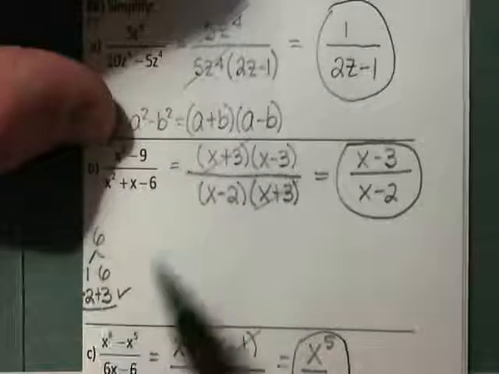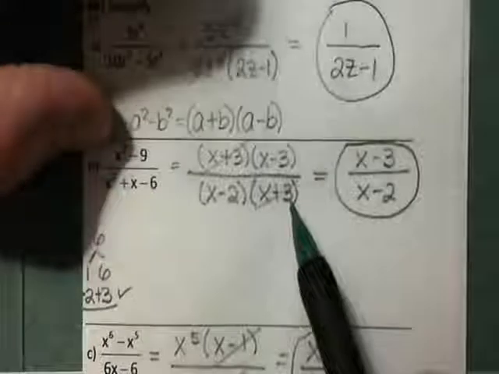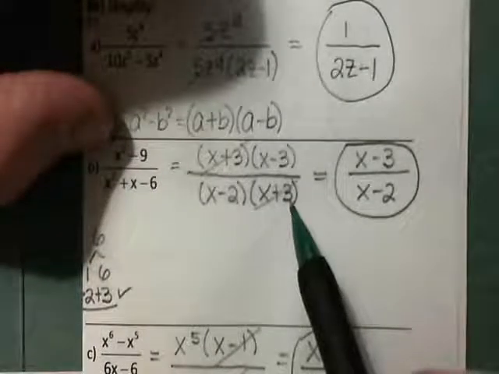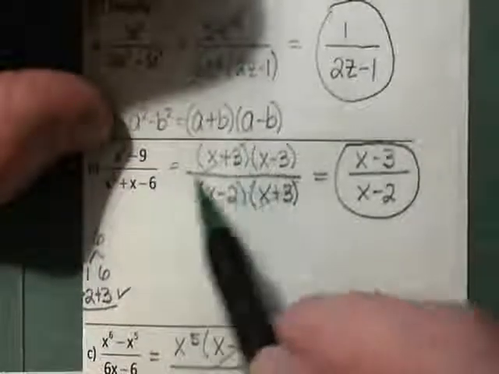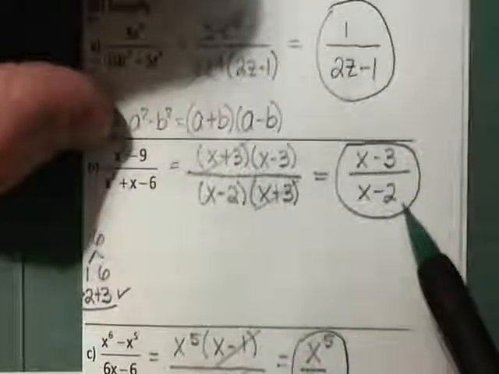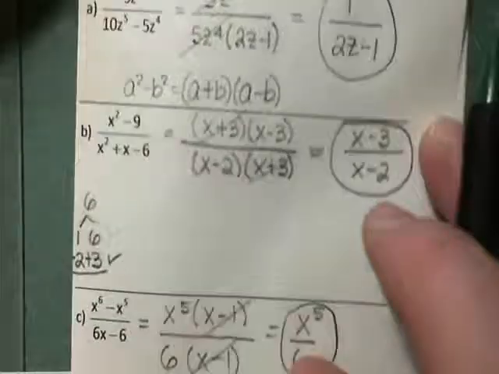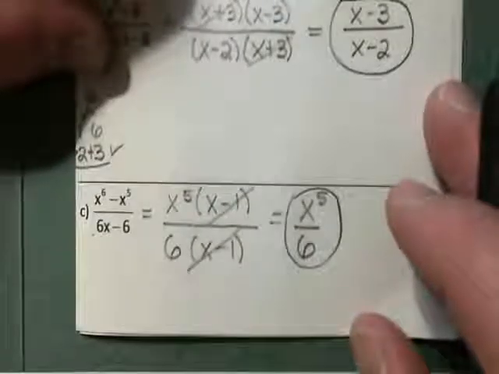So I then put these numbers over here. And then, once I have that, let's go ahead and cancel the numbers. And I have x minus 3 over x minus 2. Alright, next problem.